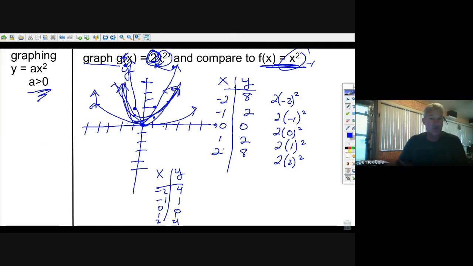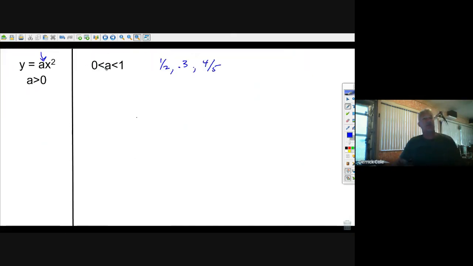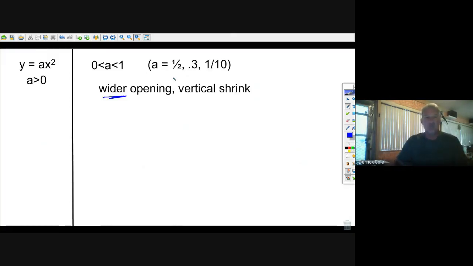So if a number goes in front of it, it's either going to be inside of it or outside of it. Right? So when it's between 0 and 1, it's outside of it. It's going to be wider. It's called a vertical shrink. Okay, this is acceptable, but you're going to need to know this for your homework. All right, vertical shrink, wider.